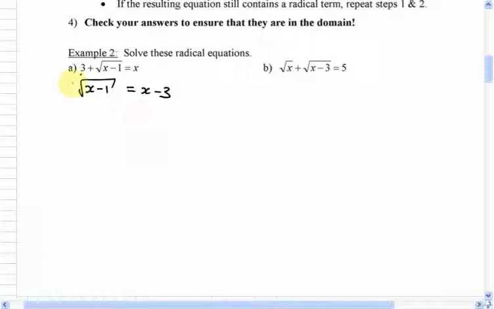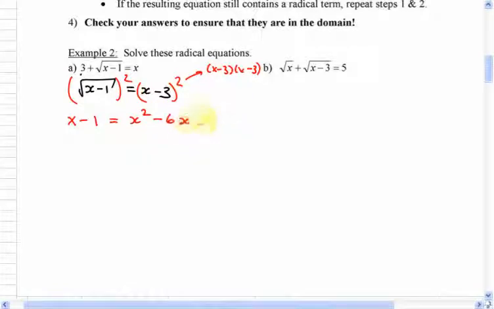Once you isolate the square root, square both sides. So you square the square root, which means you're just left with the radicand, the stuff underneath. Be careful when you square the other side. Don't say it's x squared minus 9. Remember, it's x minus 3 times x minus 3, so that's a perfect square. How about x squared minus 6x plus 9?